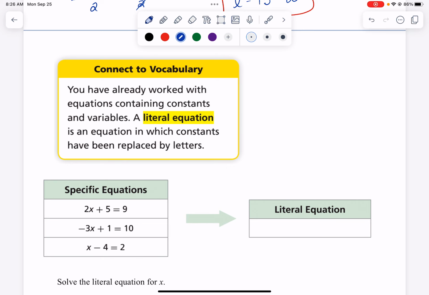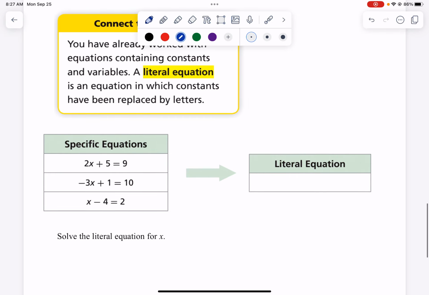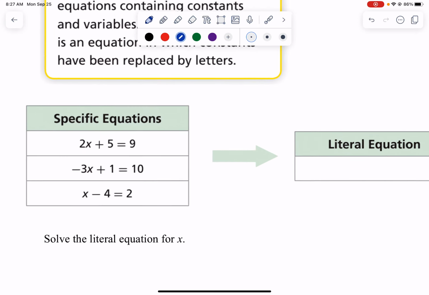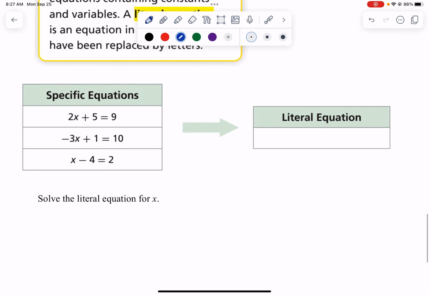So far, we have already worked with equations containing constants. Again, our constants are numbers that don't have the variable part on it, and variables. A literal equation is an equation in which constants have been replaced by letters. Okay, so one way in which a literal equation is used is here.